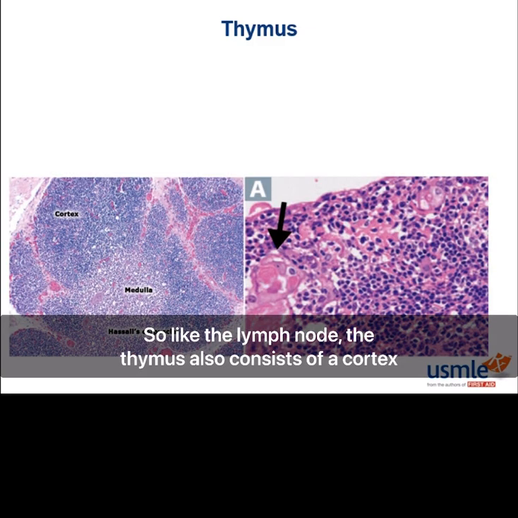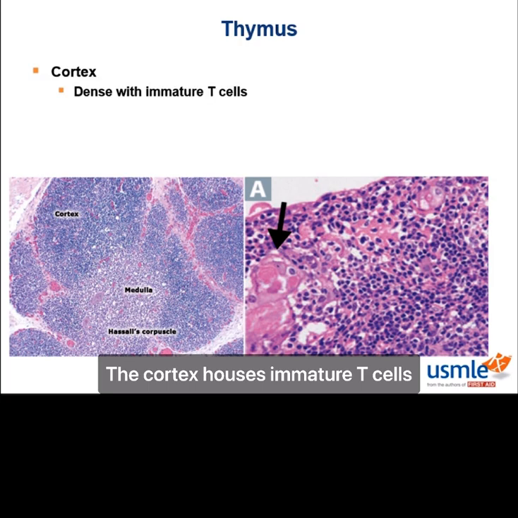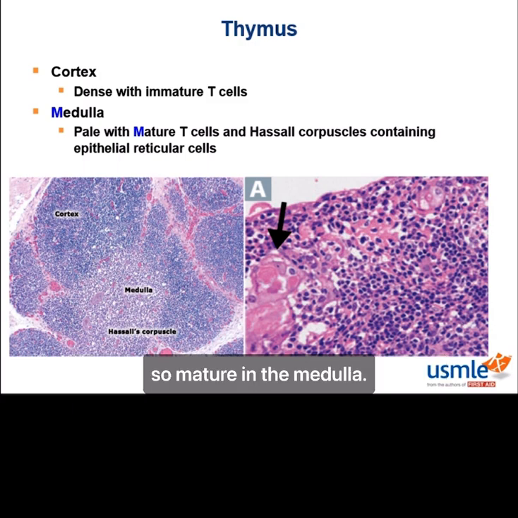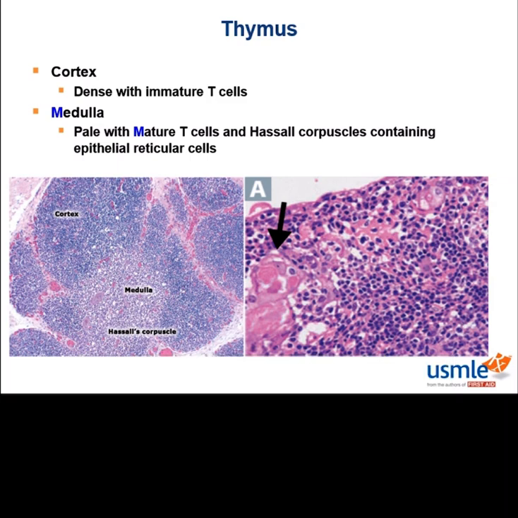So, like the lymph node, the thymus also consists of a cortex and a medulla. The cortex houses immature T cells, while the medulla contains mature T cells, so mature in the medulla. As you can see in this histological image, the cortex is much denser, and the medulla looks paler, so that's a way to differentiate the sections.